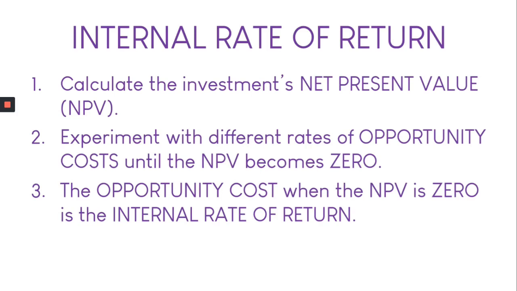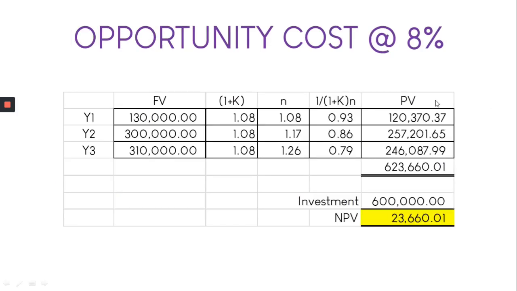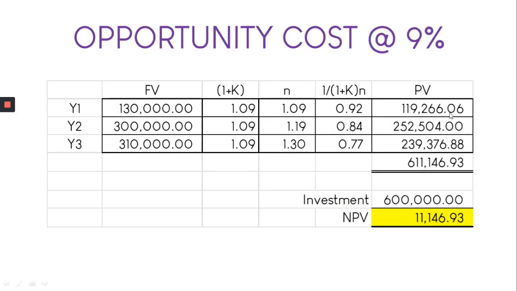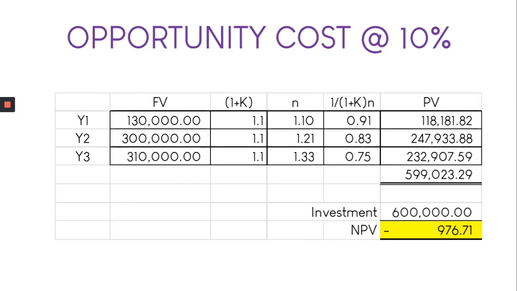So we will still be using the previous problem. When we use an opportunity cost of 8% per annum, we reached a net present value of 23,660. We need it to be 0. So 8% is not the answer. Next, we tried it at 9%. At 9%, it reached 11,146.93. Still not 0. So we try it at 10%. At 10%, it yielded a negative 976.71, meaning whatever the opportunity cost that we're looking for is in between 9 and 10.